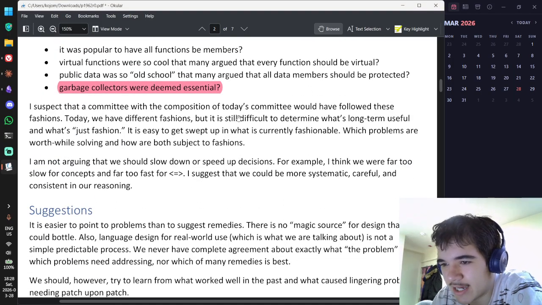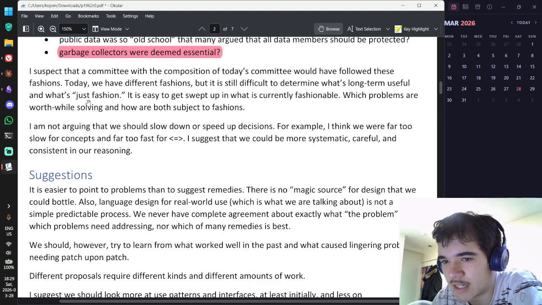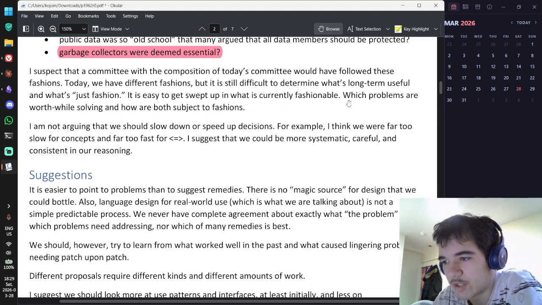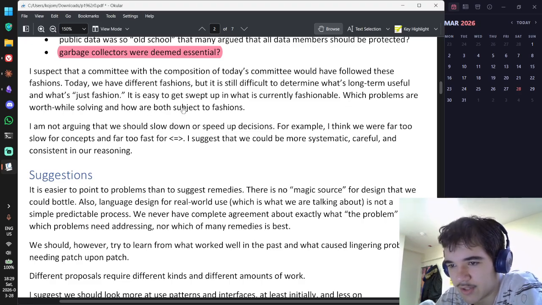Today we have different fashions, but it is still difficult to determine what's long-term useful and what's just fashion. It is easy to get swept up in what is currently fashionable, which problems are worthwhile solving, and how are both subject to fashions.